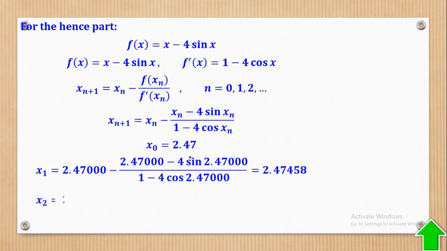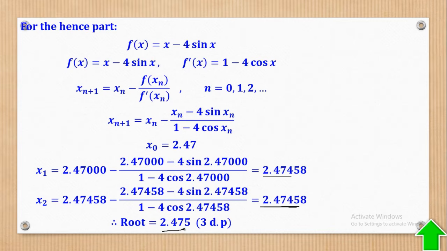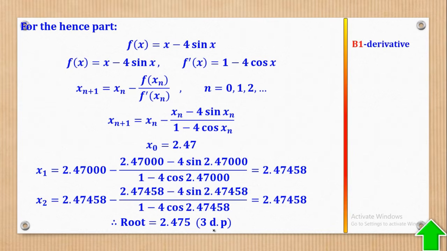So use x1 and get x2. Remember, calculator should be in radians. So that gives me this. Therefore, to 3 decimal places, this is 2.475, and this is also 2.475, meaning we stop there and conclude that the root is 2.475 to 3 decimal places. So basically that is what they wanted.